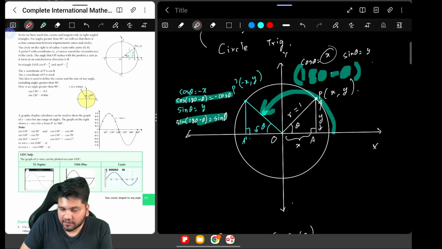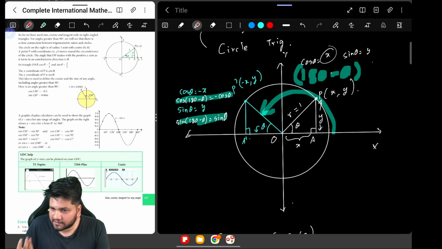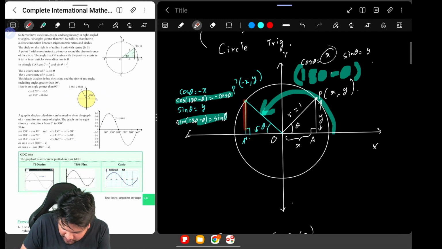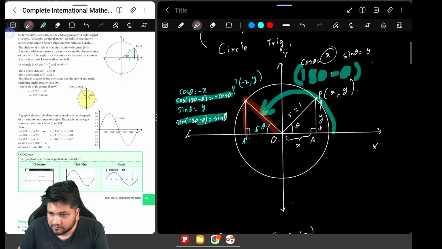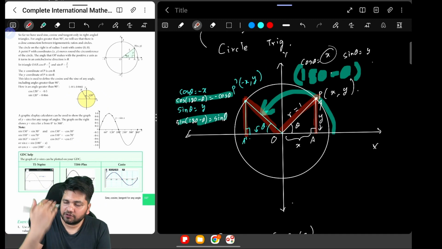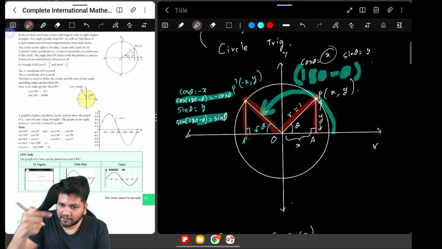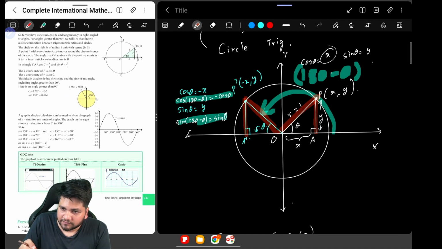Because that's the trigonometric ratio. Sine theta is opposite upon hypotenuse. For this theta it was this opposite upon this hypotenuse, correct? Similarly, for this theta it was this opposite and this hypotenuse. But this opposite and that opposite were both the same, and the hypotenuse is the same anyway because it's the radius. So that's why the ratio is equal. But in terms of cos theta, what happened? Here the x became negative, so that's why it was minus x instead of just x. Correct?